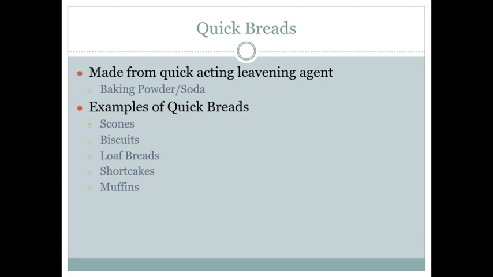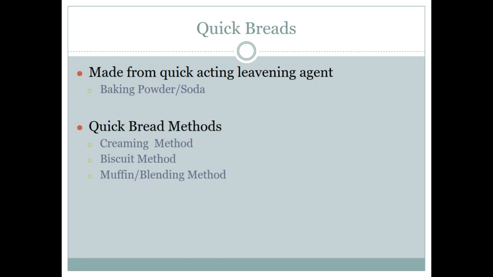So, what are quick breads? Quick breads are made from a quick acting leavening agent like baking powder and baking soda. Some examples are scones, biscuits, loaf breads, shortcakes, muffins, brownies. And you know it's a quick bread when you look in that recipe and it has baking powder or baking soda.